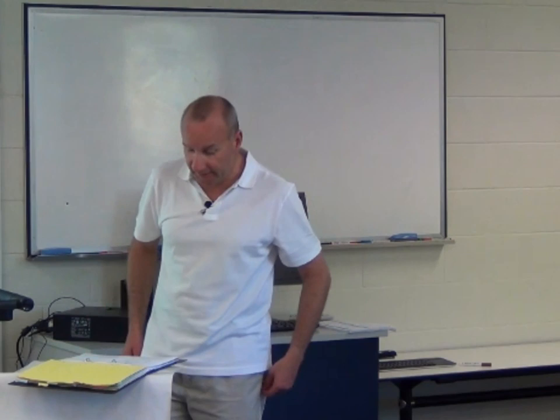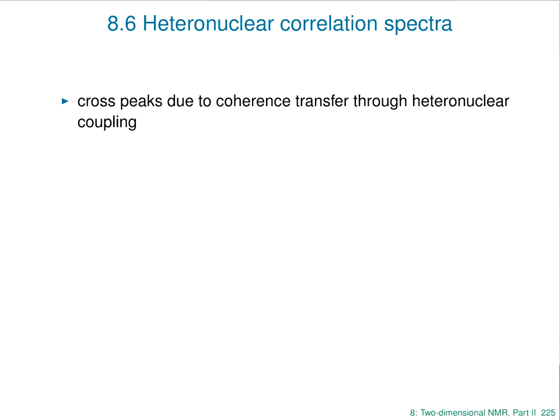So now the second part, about two-dimensional NMR, and in this we will concentrate almost exclusively on heteronuclear correlation spectra. These are 2D spectra where we have two different kinds of nuclei involved. And what we're going to see typically in these spectra are cross peaks, which will indicate coherence transfer through a heteronuclear coupling.